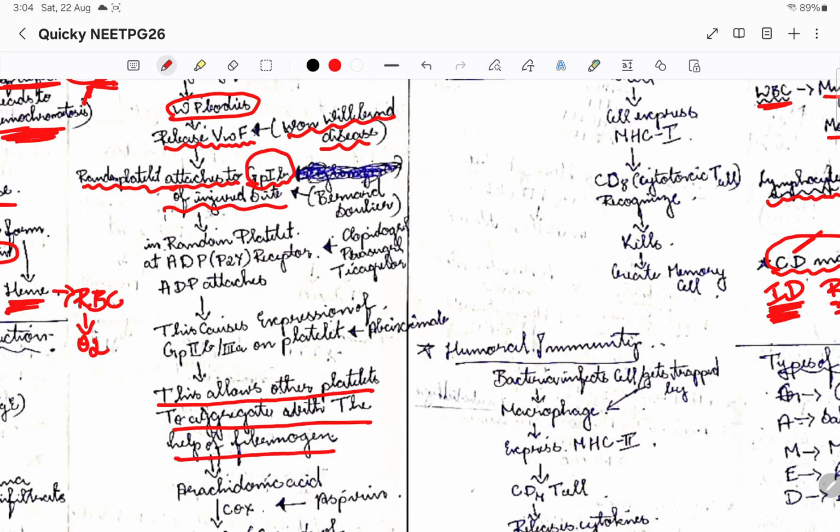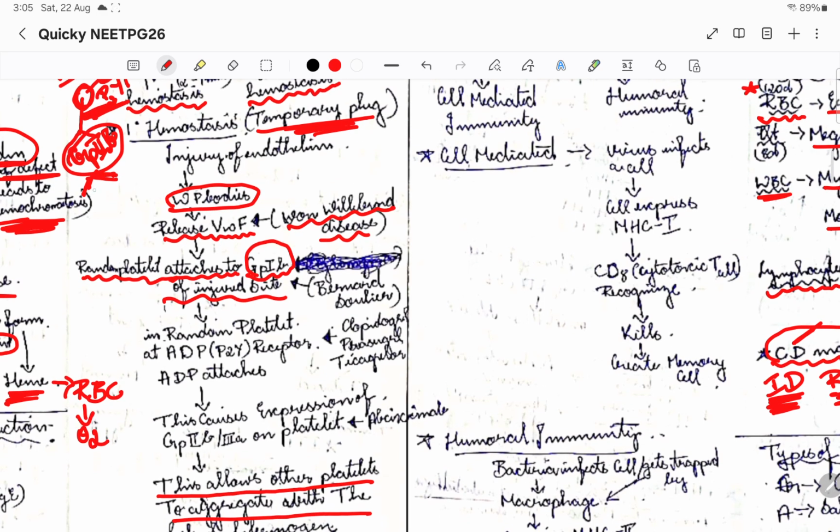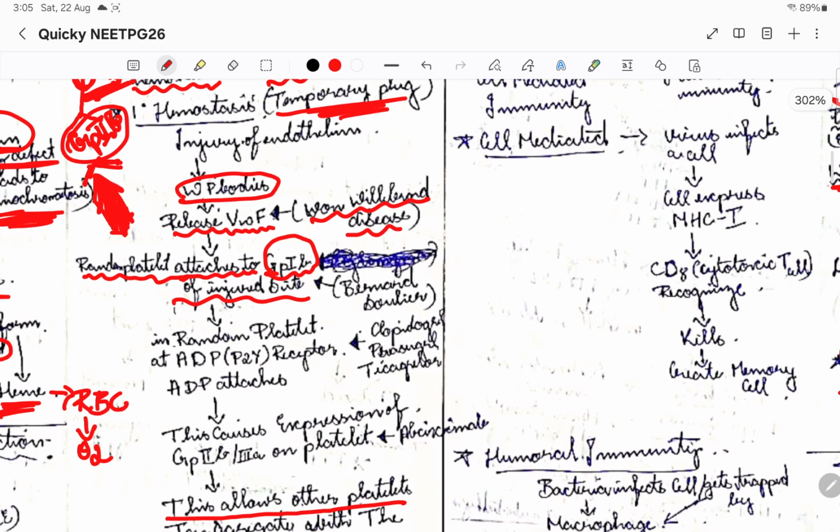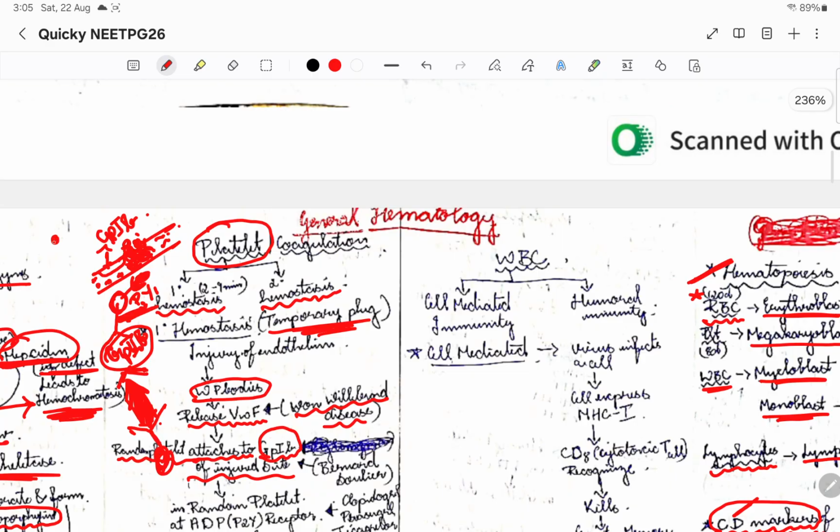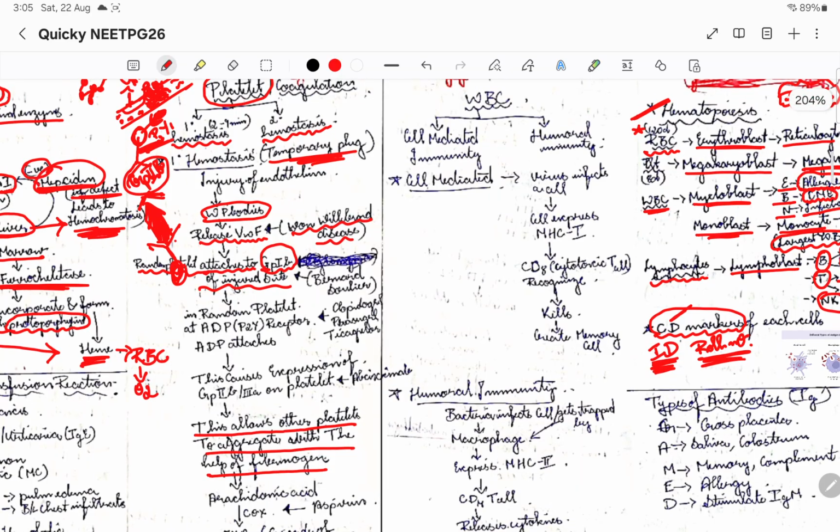How will it aggregate? It requires fibrinogen. A molecule called fibrinogen will go and attach to this site, and the other platelets will go and attach to the GP2B site and start forming a cascade. All these things will start attaching and form a plug, so blood cannot leak out from that particular damaged place. This is known as primary hemostasis.